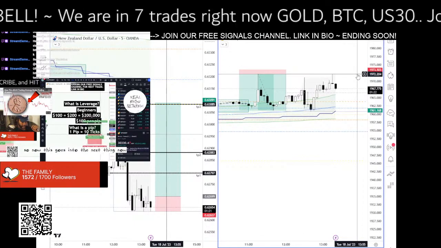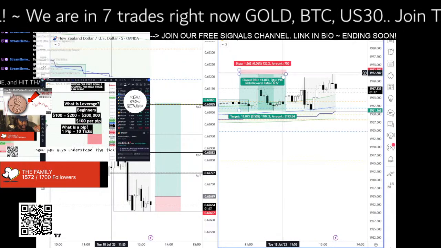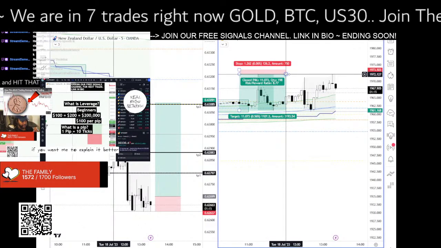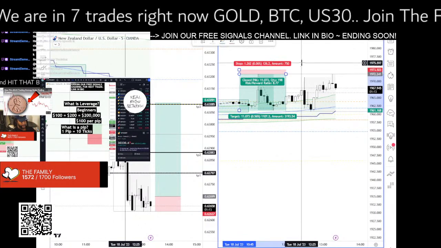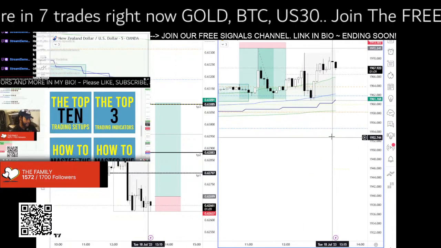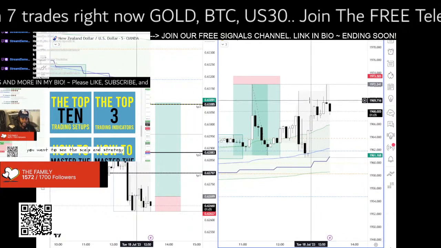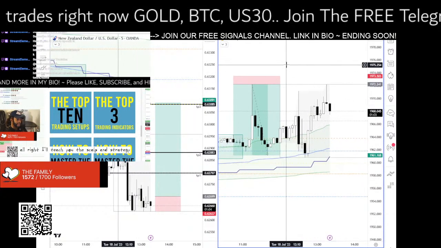So now this goes into the next thing. Now you guys understand the tick. Let me know in the chat if you want me to explain it better. So now you know what a tick is. I'll give you a good indicator right now. You want to see the scalping strategy? All right, I'll just teach you the scalping strategy.